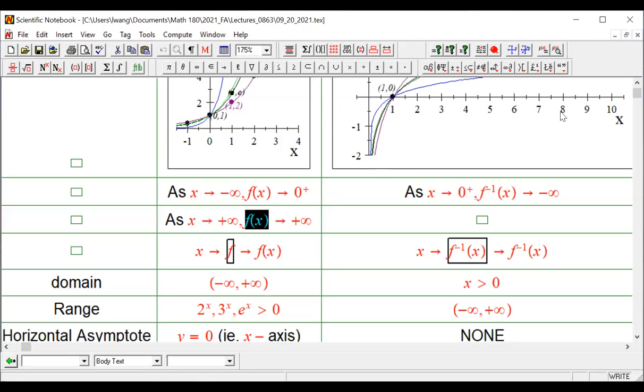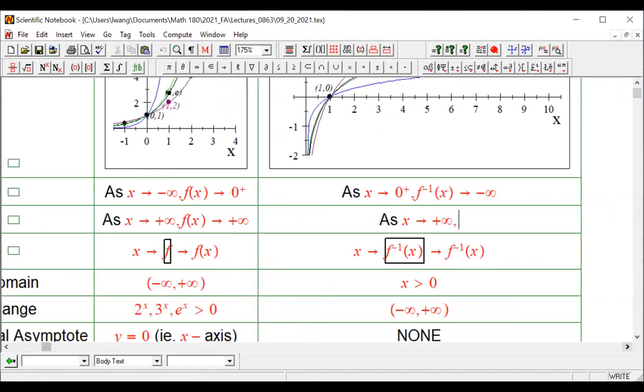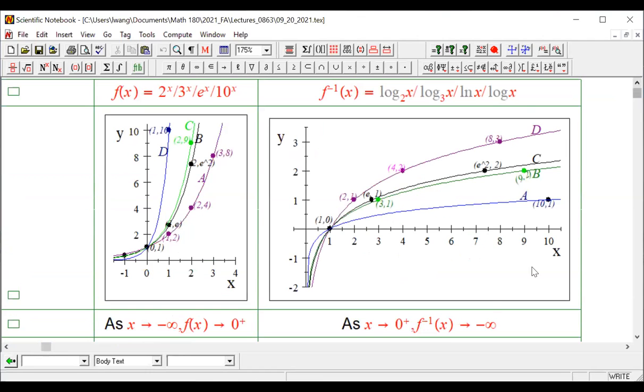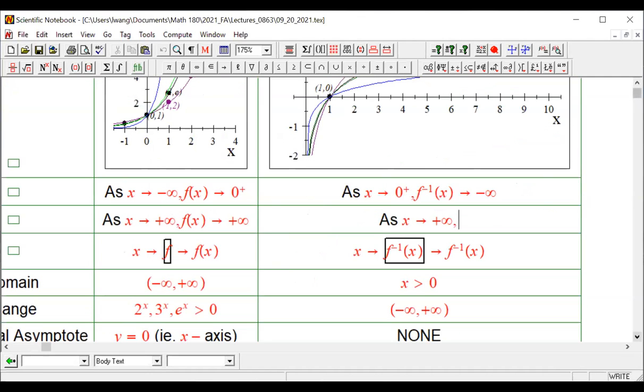So you understand that process, right? So the other direction, as x approaching positive infinity, that's pretty easy to understand. Most of our students get that all right. So I'm not going to spend too much time here, but I still want to point it out. It means, what does it mean?